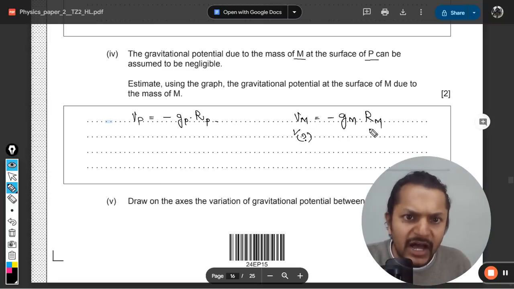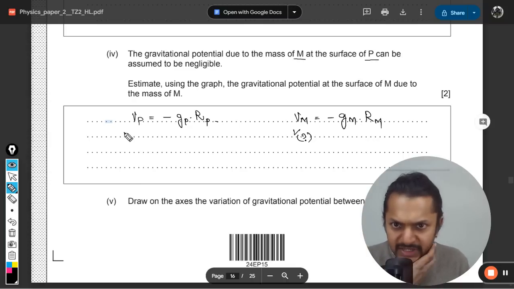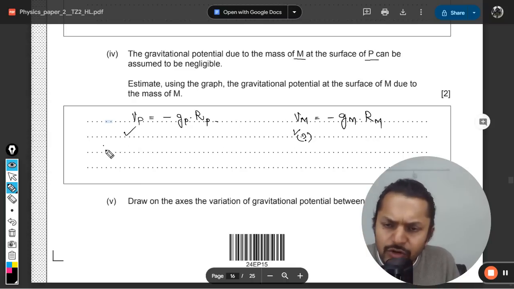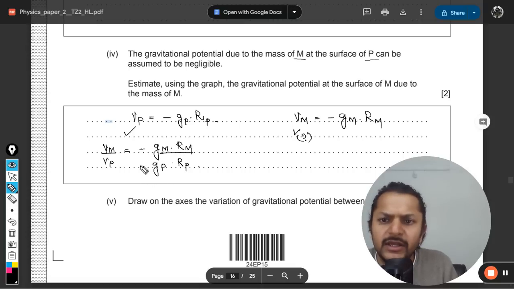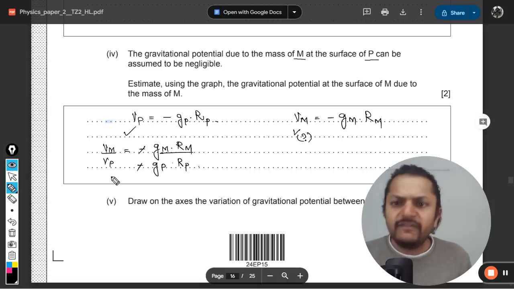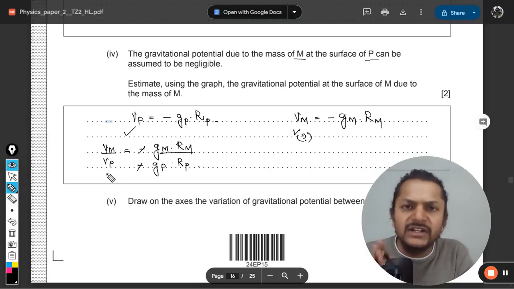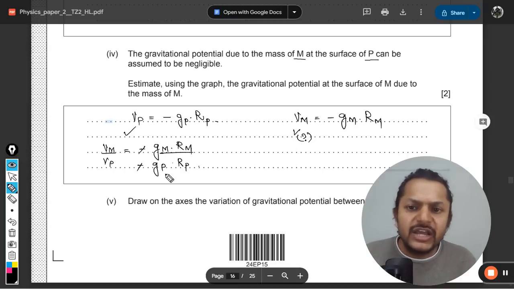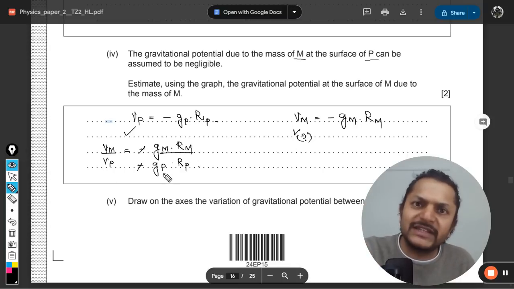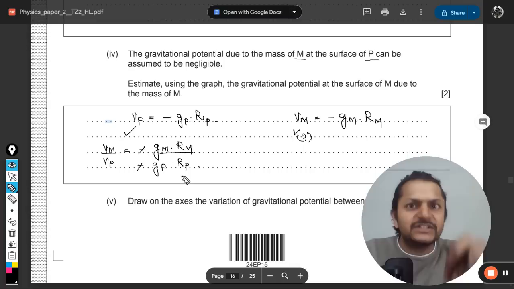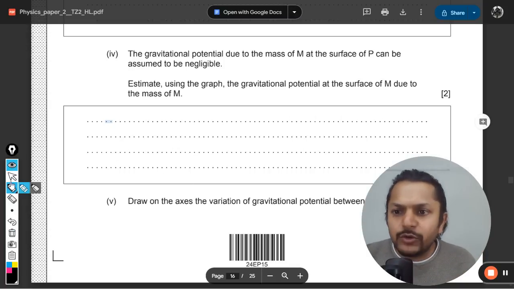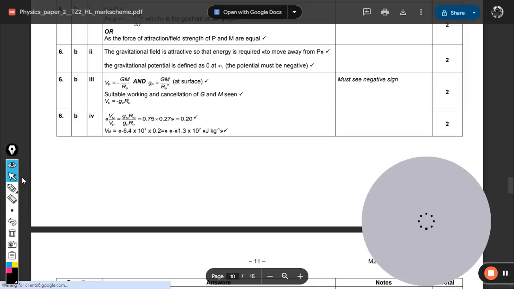So negative Gm and rm ratios are given, I think. So Vp is given. Yeah, we can create ratios here. So Vm divided by Vp is equal to negative Gm into rm over Gp into rp. Negative and negative get cancelled out. Vp value at the surface of the planet, we will take from the graph. And the Gm and Gp ratio, we have found to be 0.75 in part 1. Rm and rp are already given, so we take those values from the question, substitute here, and multiply. I'm not going to do it. Let us go to the mark scheme and see if we are getting the same thing.